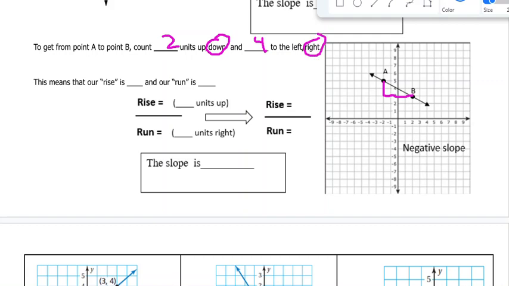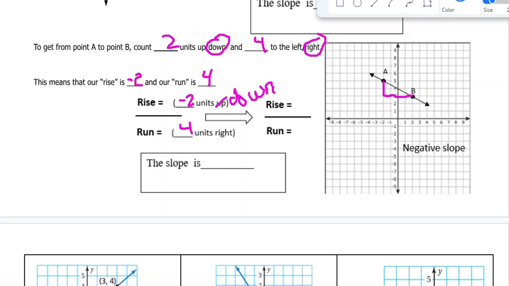So that means that our rise is -2 because we went down. Whenever you go down, that's negative, and our run is 4. So my rise is -2, or 2 units down. This should say down, not up. That should say down. I don't know why it's up there. It's a typo. And the run is 4.